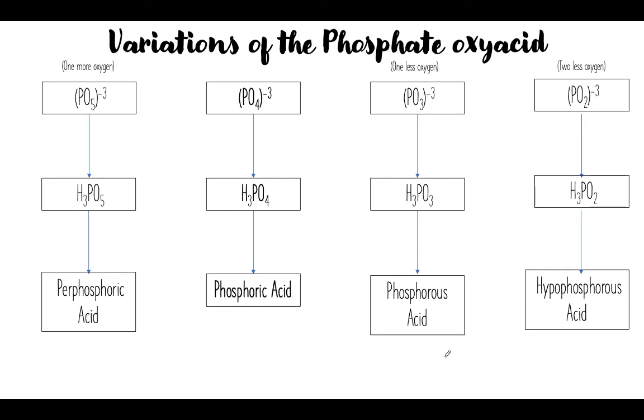Okay, so that's all of the different variations. Hopefully you understand the methodology behind that, so you're not actually memorizing all of these. You don't need to. You should just know the standard ion and know that if you're adding an oxygen, the acid that forms is going to be perphosphoric acid. If you're taking away an oxygen, the acid that forms would be phosphorus acid. If you're taking away two oxygens, it would be hypophosphorus acid. Also remember that the charge stays the same.